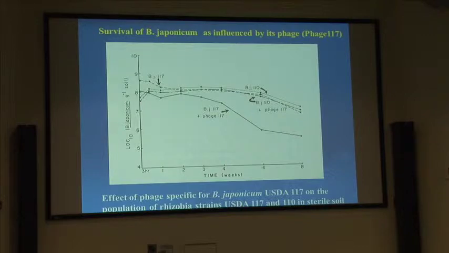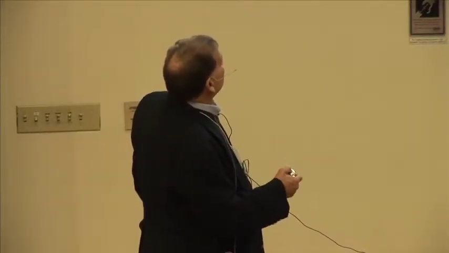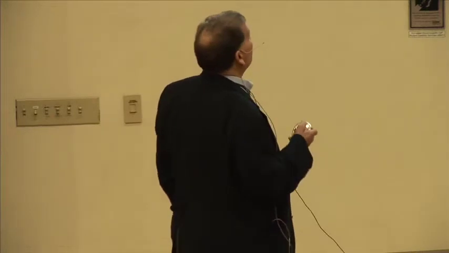Later on, I'll show some slides showing what happens when you mix the virus that is homologous to 117, and how this affects survival, nodulation and other things. And we do the same thing with 110, which is resistant to the virus. When you mix the bacteria with its virus, after 8 weeks it declined sharply, and it took some time for the virus to have an effect on this strain.